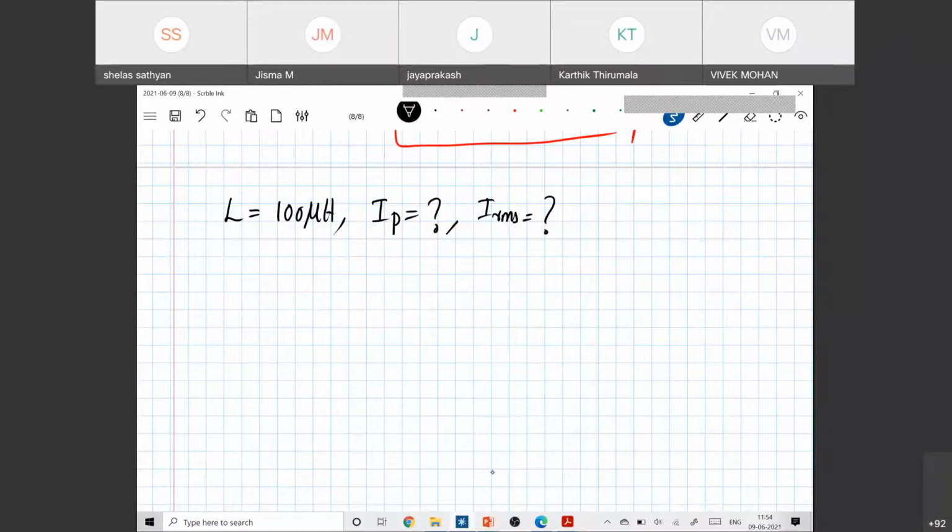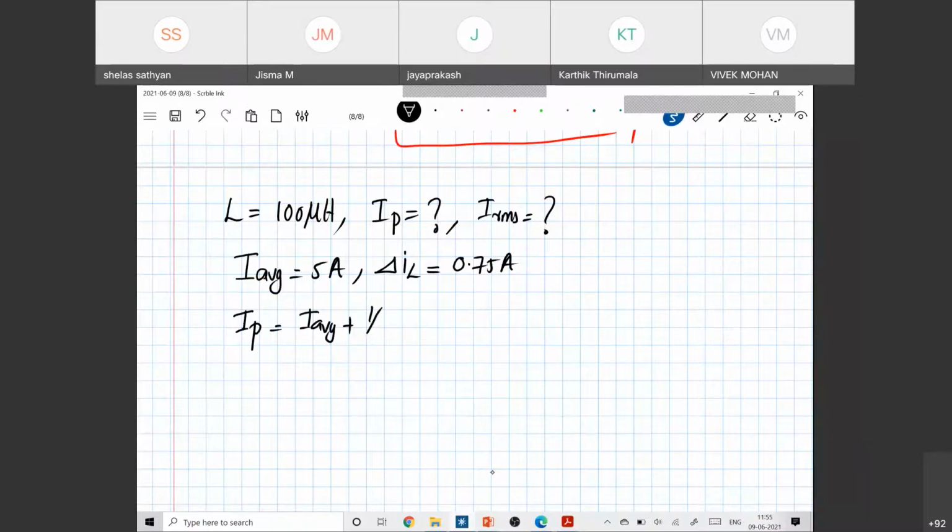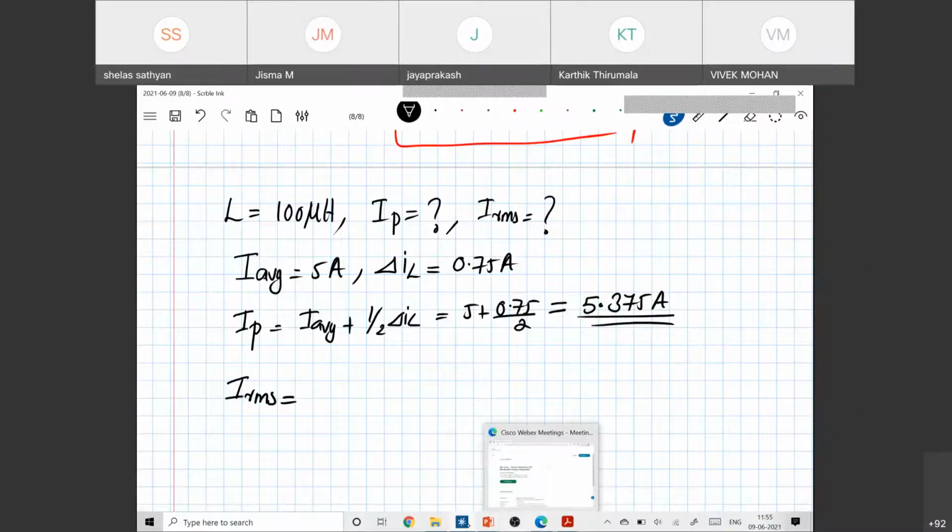So from our wave shape, we know the average value of the current, that is around 5 amps. Now we also know the delta IL, the ripple in the current, is 0.75 ampere. So now I could find out the peak value, that is average value plus half of the delta IL. So that will be 5 plus 0.75 divided by 2. That comes around 5.375 ampere. Now the question is, what should be the RMS value of the current? That you can find out.